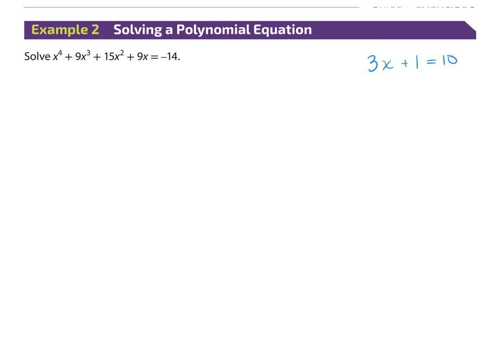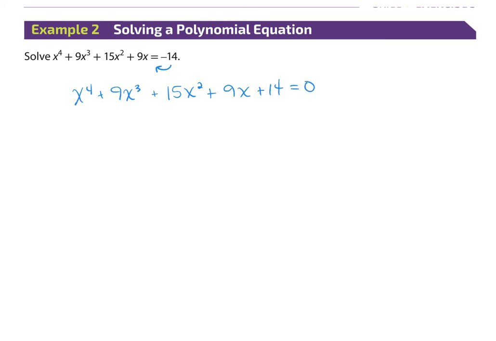The difference is there's going to be a lot of answers, more than this guy over here, right? So when we solve it, we're going to have to figure out what's going on with my zeros. And like anything else, you want a polynomial set equal to 0 to do this process. In this case, it's not, so I really need to move that 14 over. So I'm going to have x to the 4th plus 9x cubed plus 15x squared plus 9x plus 14.